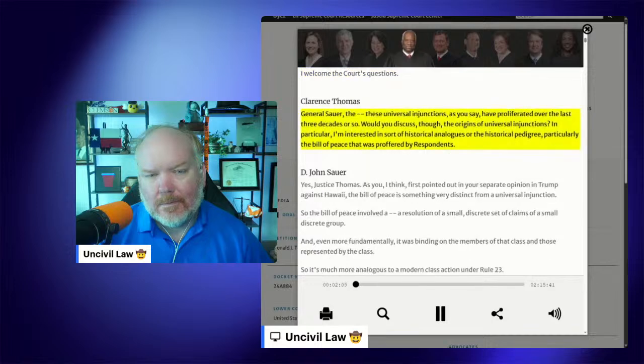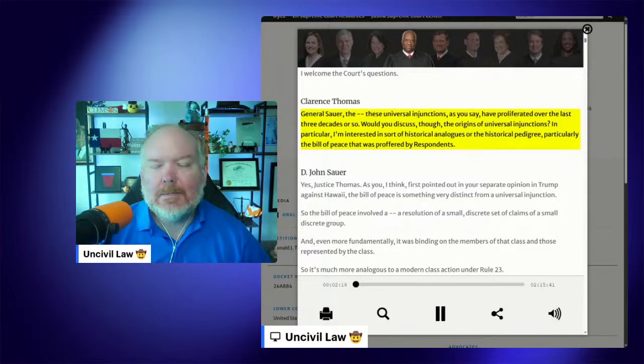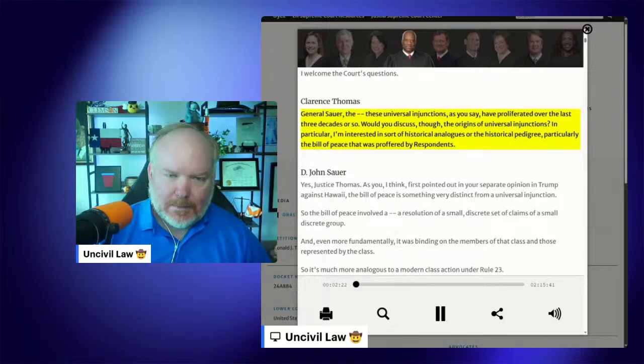General Sauer, these universal injunctions, as you say, have proliferated over the last 3 decades or so. Would you discuss, though, the origins of universal injunctions? In particular, I'm interested in historical analogs or the historical pedigree, particularly the Bill of Peace that was proffered by respondents.